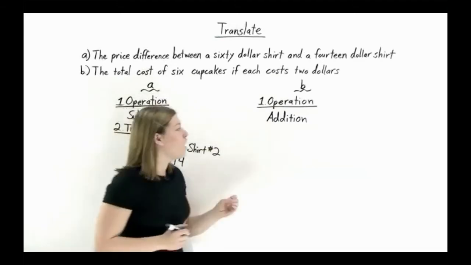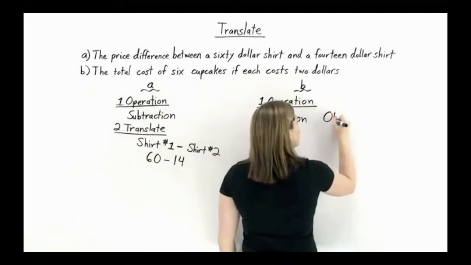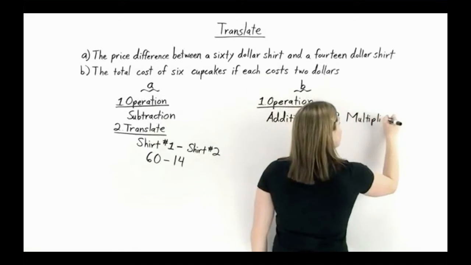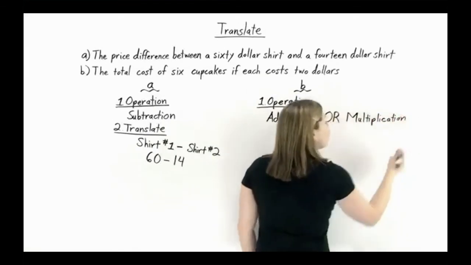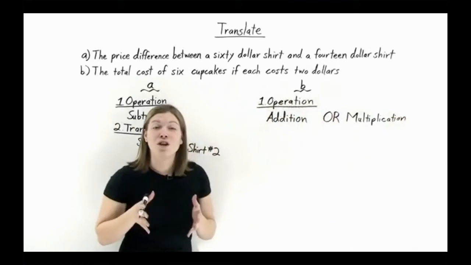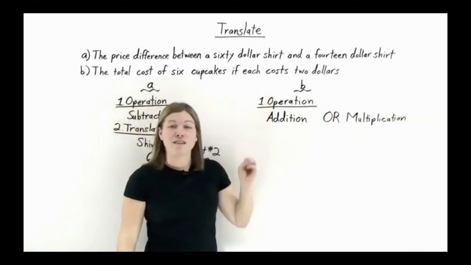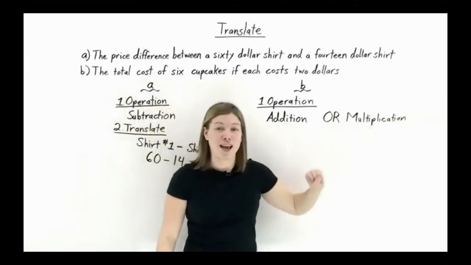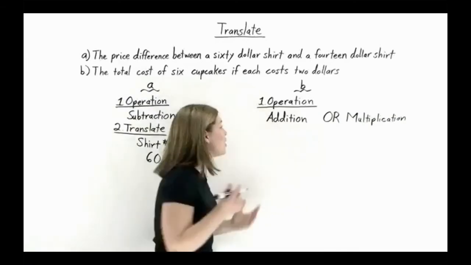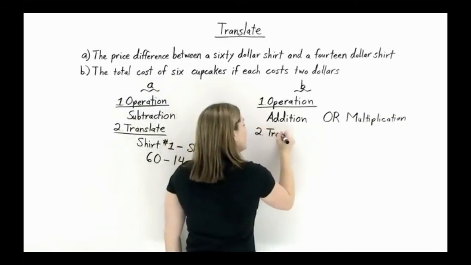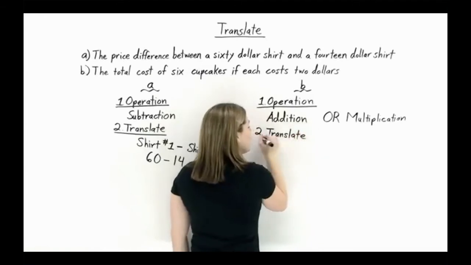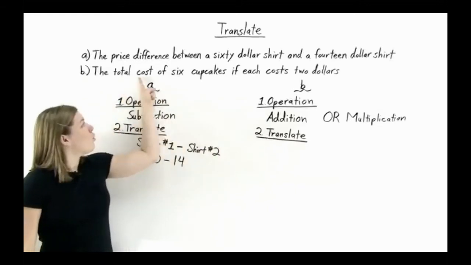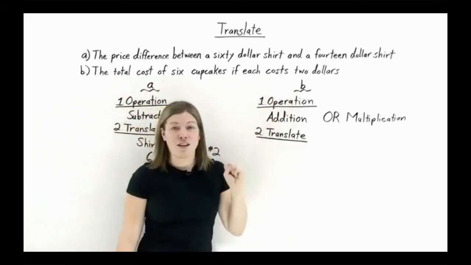So, since each cupcake costs the same amount, we could solve this using addition. But we could also solve this by using multiplication. So we actually have 2 different operations we could use in order to translate this phrase into a numerical expression. We could use addition, or we could use multiplication. So let's take a look at each. So in step number 2, let's translate our phrase into a numerical expression.